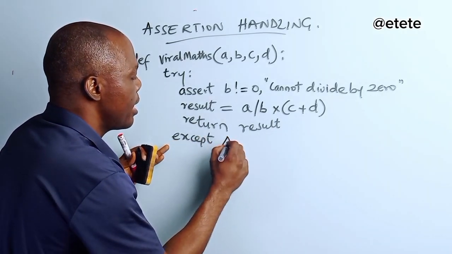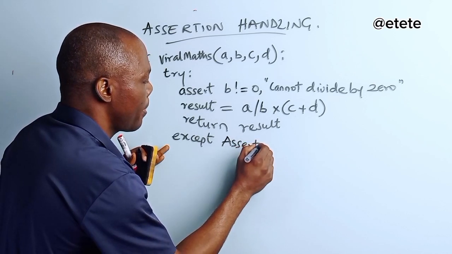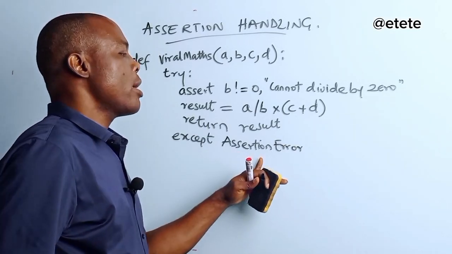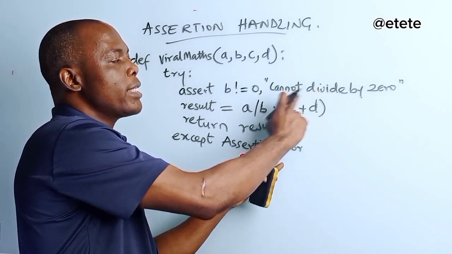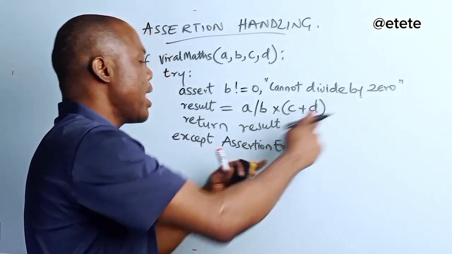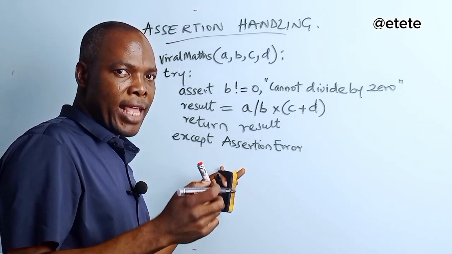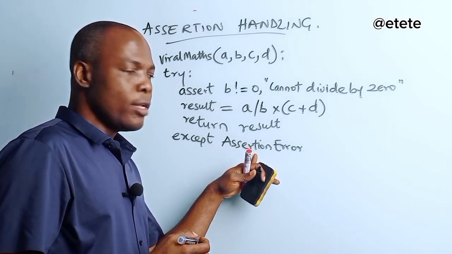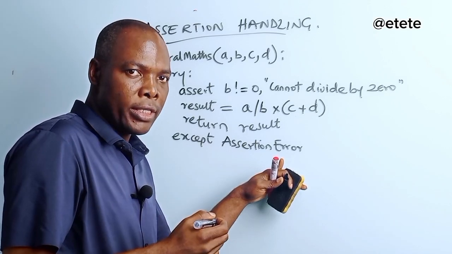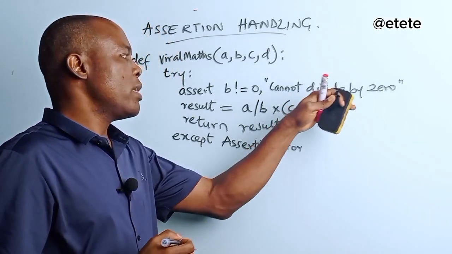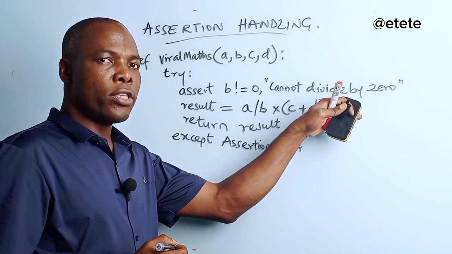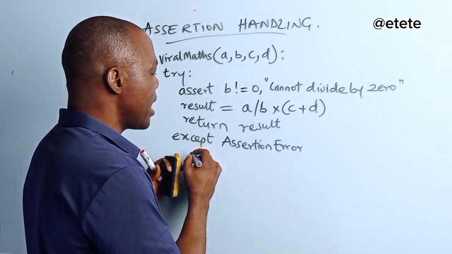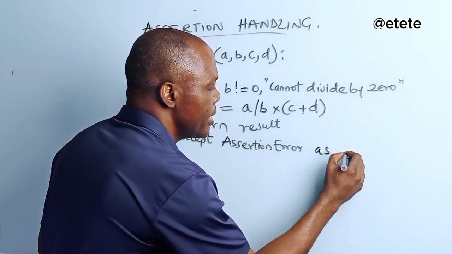So except assertion error. Because I want to display this cannot divide by 0, I am going to create an instance of this assertion error class, because this is a class. I'm going to create an instance for it, then use that instance to call this cannot divide by 0 to be displayed on the screen. So to do that, I will say except assertion error as E.